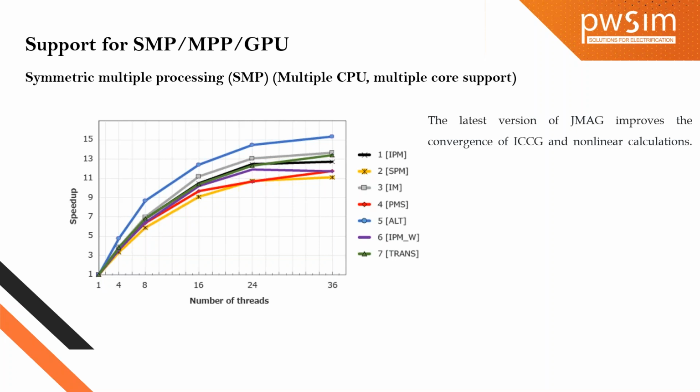In this slide, I am going to explain symmetric multiple processing, that is SMP, with multiple CPU and multiple core support. This is the graph which shows the number of threads versus speed-up for different rotating machines and electromagnetic devices. We have solved for IPM, interior permanent magnet motor, SPM, induction motor, permanent magnet synchronous motor, alternator, and transformer.